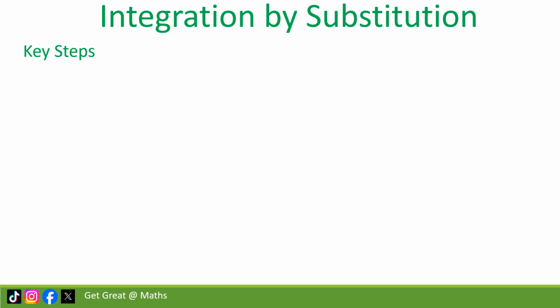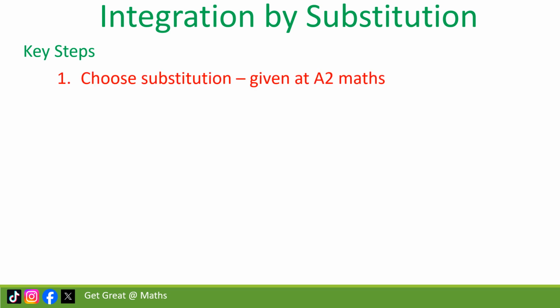Now, substitution is guaranteed to come up on your exam on one of the 3 papers that you'll be sitting. There are some steps that you need to follow for integration by substitution, and as long as you know the steps and you keep to them, you won't go wrong. So first of all, you need to choose your substitution. This will be given on the A2 maths exam.